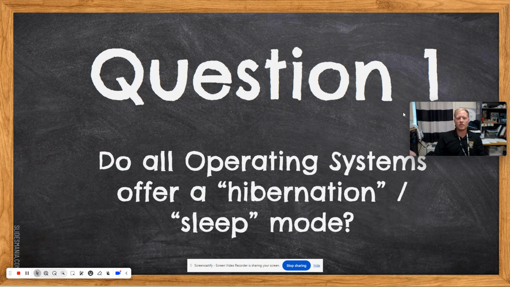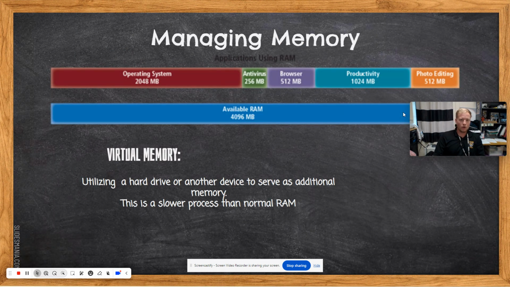All right, do all operating systems offer a hibernation or sleep mode? The answer to that is, though they do generally come with one, no, you do not always have those. All right, what is the purpose of memory management? This used to be a big thing on iPods and iPhones, but memory management allows you to visually see how your memory is being used, but the main purpose of it is to optimize the internal memory of your computer. All right. Virtual memory is using a hard drive of another device as additional memory.